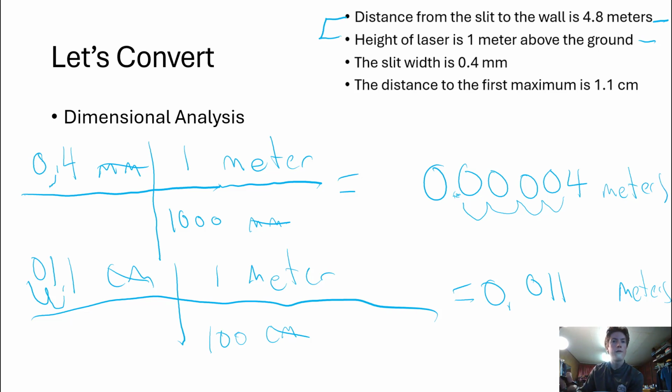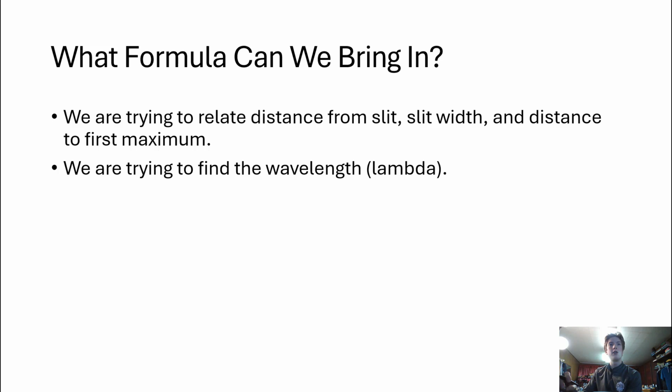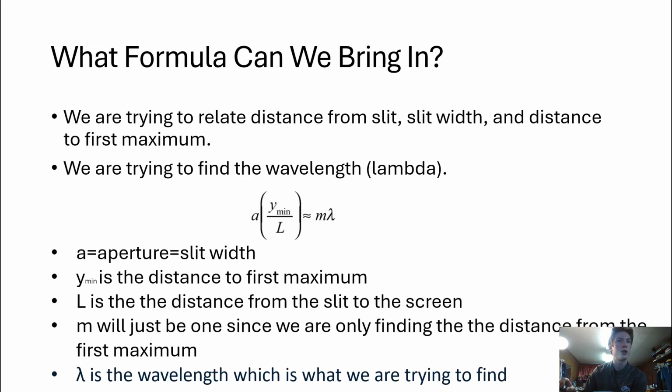Awesome. So now we've got all our values, and now all we have to do is decide what formula we can bring in. We are trying to relate the distance from the slit to the slit width and the distance to the first maximum. An important part in AP Physics is identifying our values, so then we can find a formula. We are trying to find the wavelength lambda, so we need one formula that only has those values and relates all of them to each other.